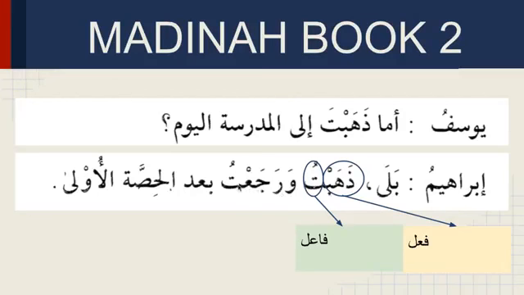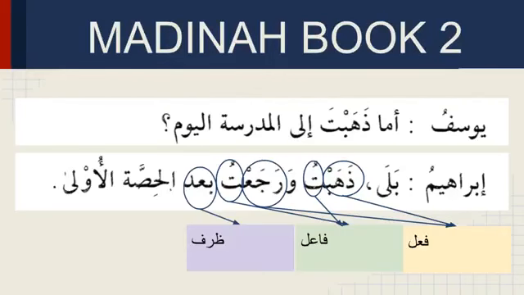Wa raja'tu. See, I went and I returned. Raja' is again fa'il and tu is fa'il. I went and returned ba'ada. So what is ba'ada? It is zarf. And what comes after zarf is mudaf ilayhi. So ba'da hissatil ula. And what is this ula? So we know this is one of the ordinal numbers. It is for feminine. So hissa is a period with tamarbuta, it is feminine. So we use a feminine na'at.